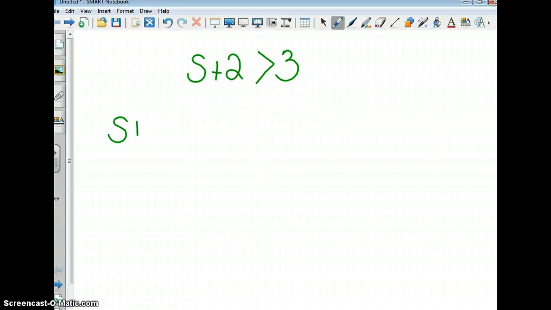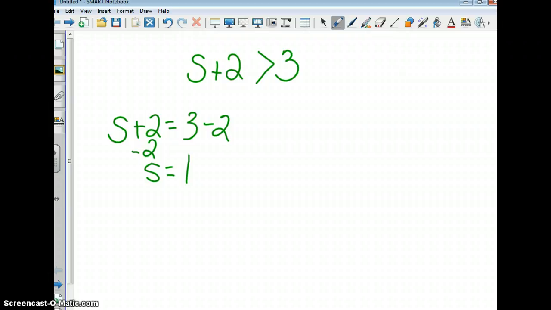Because we know how to solve something like this, right? If it says I'm adding 2, I have to subtract 2 to this side of the equal sign. If I subtract 2 to this side, what do I have to do to this side? If I subtract 2, I have to subtract 2, leaving me with s is equal to 3 minus 2, which is 1. We know how to do that part, right?